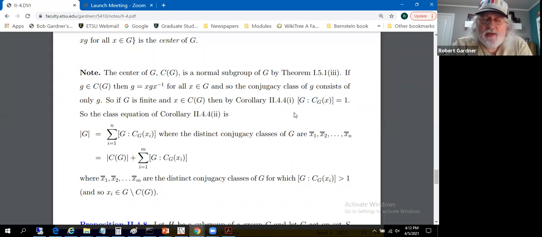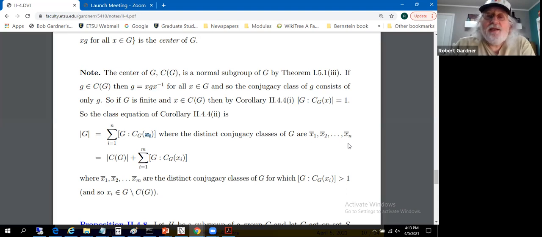So in light of these centralizers of elements, we've got special ones. And the special ones are when we take x values from the center of group G. Those indexes are just 1 in that case. The class equation from Corollary 4.4 part 2 was, for finite group G, the cardinality of G is the sum of the index of centralizers in group G, where we've summed over representatives of the conjugacy classes. They're equivalence classes. That's when they have bars over them as well.